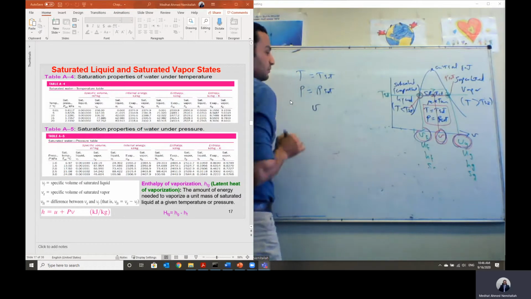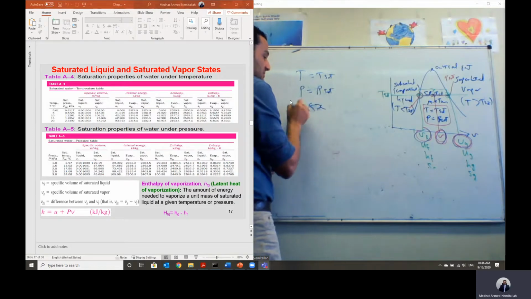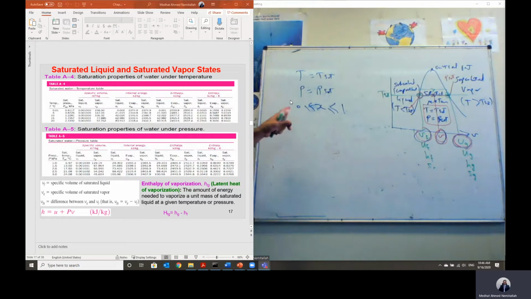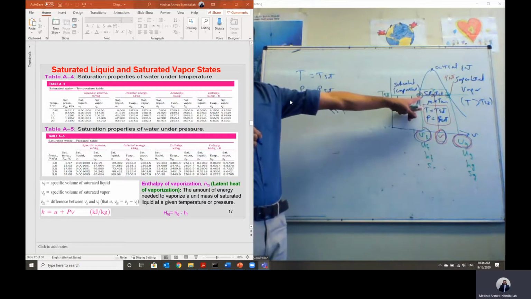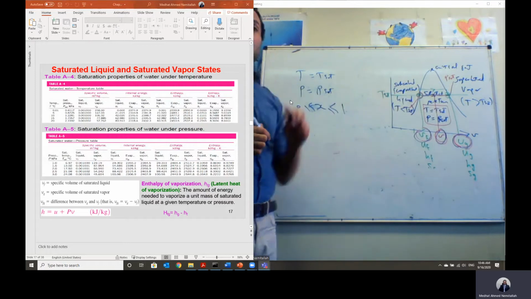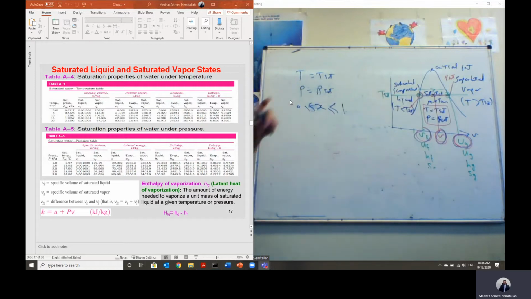Now what about specific volume? Let's first of all define X. The value of X should be greater than or equal to 0 and less than or equal to 1. X is equal to 0 for the saturated liquid, we don't have gas. X is equal to 1 when we have saturated vapor, we don't have liquid in this case. And in between, X should be greater than 0 and less than 1.